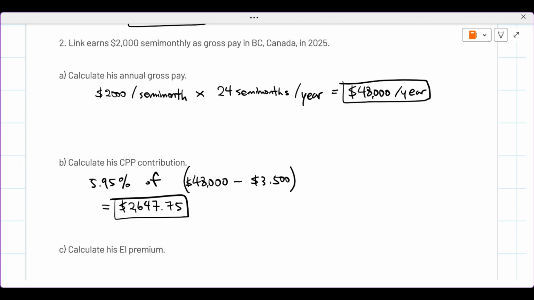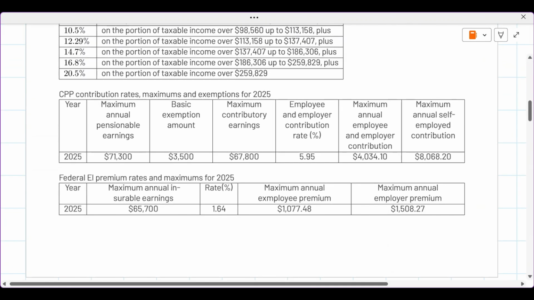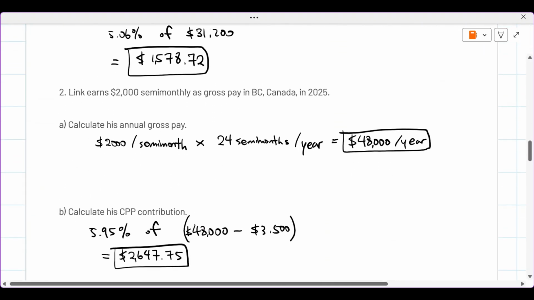Now, for the CPP and EI, unlike the income taxes, there is a maximum value. For 2025, the maximum contribution is $4,034, so we don't have to worry about this number. If your number exceeds this maximum contribution, then there's something called CPP overpayment. You'll get some money back, and you don't want to do that in the first place. So you take the lesser of the $4,034.10 or your CPP contribution amount.